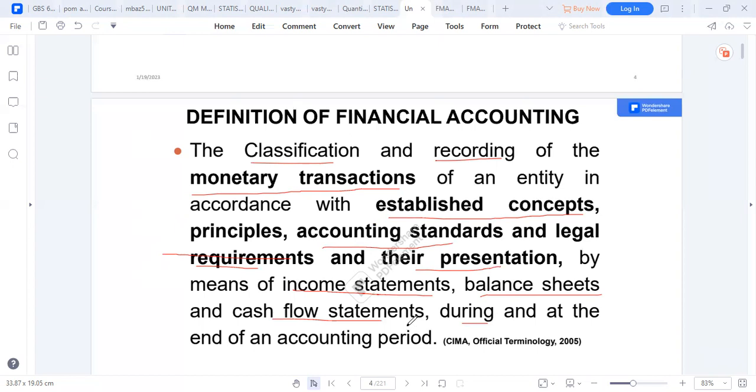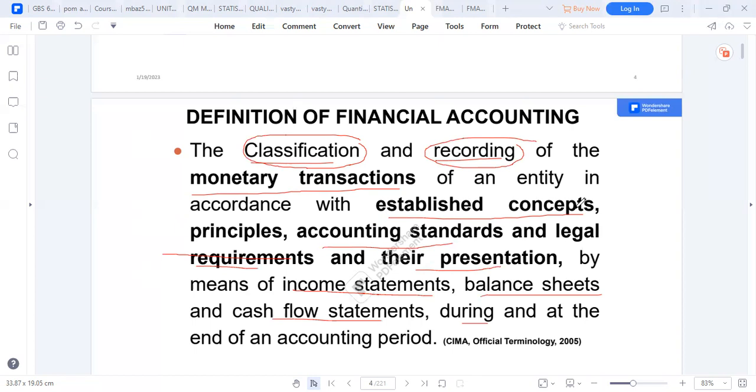So this definition of accounting is broken down as follows. We'll classify elements of accounting, classifications of what assets and liabilities are for a layman. We also learn how to record and post transactions, and these transactions are supposed to be only in monetary form and in accordance with the established concepts that are there.